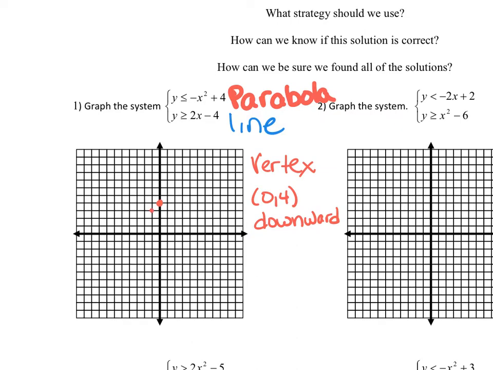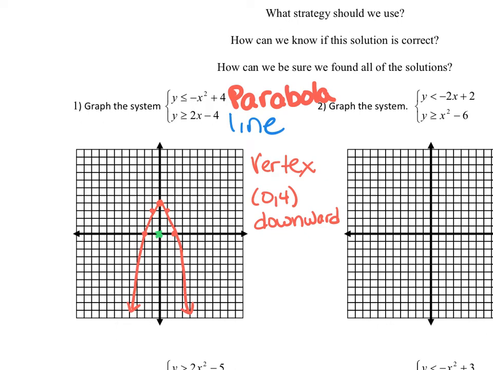And then I'm going to either go to my graphing calculator to come up with these points or recognize the pattern of 1 squared is 1, and then 2 squared is 4, 1, 2, 3, 4. And then go in the downward direction because I noted before that it was downward facing. I'm going to draw in my curve and use a solid line because of the less than or equal to symbol.